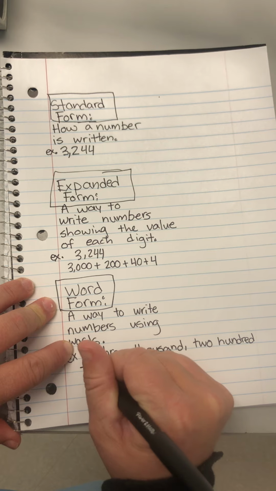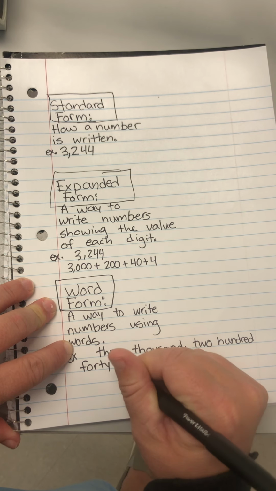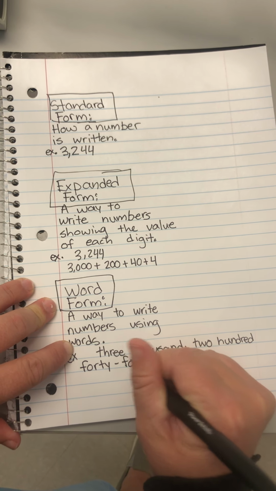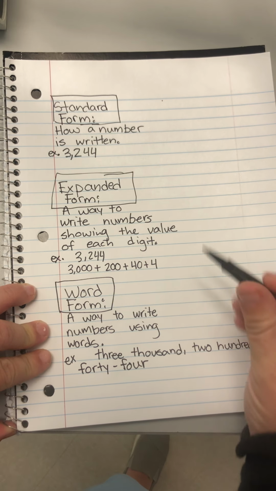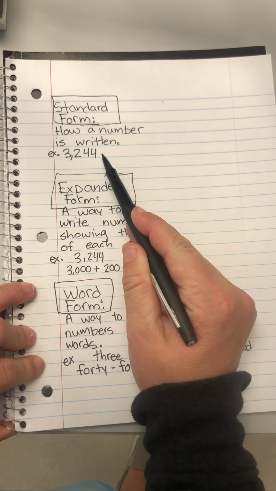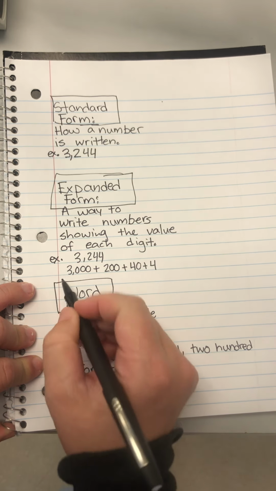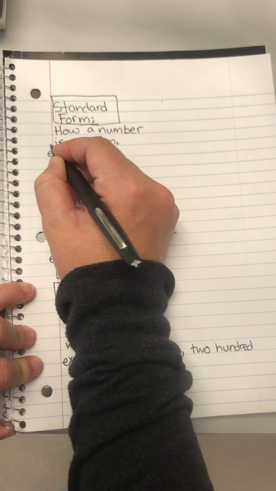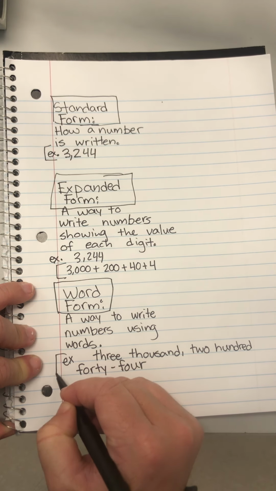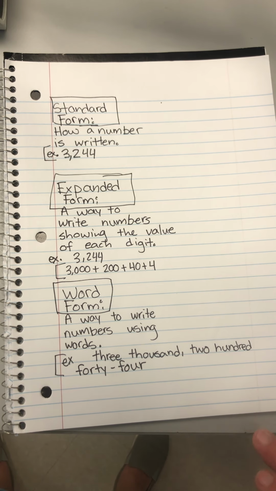3,244. All right, so we've done the standard form, the expanded form, and now the word form for that number. So now, I'll let y'all write that down for a minute. Sorry.